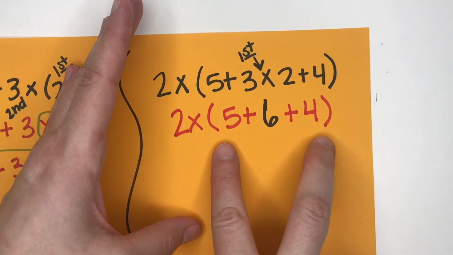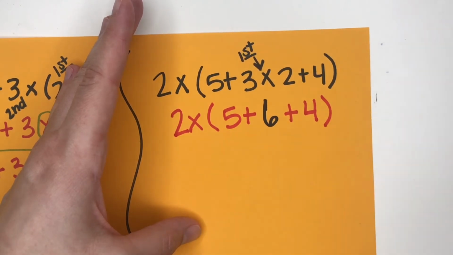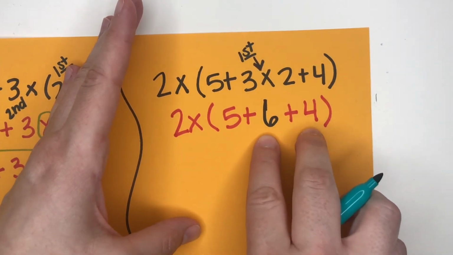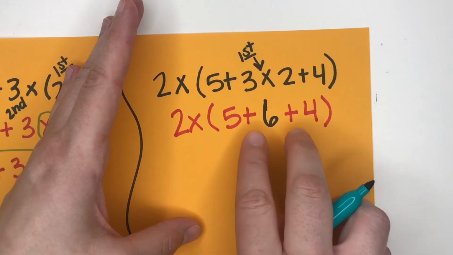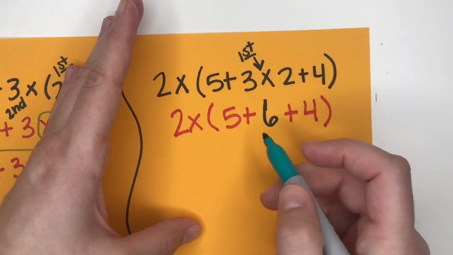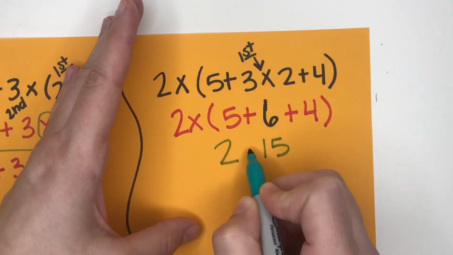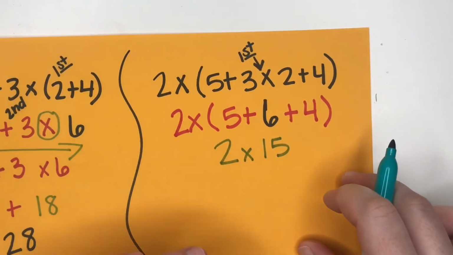So when I look inside, well, now I can do addition all the way across, and you can do your addition in any order in which you like. I like the 6 and the 4 because it makes 10. And then I can add 5 more, which makes it 15. And I'm going to remember to bring down that multiplication, 2 times 15.